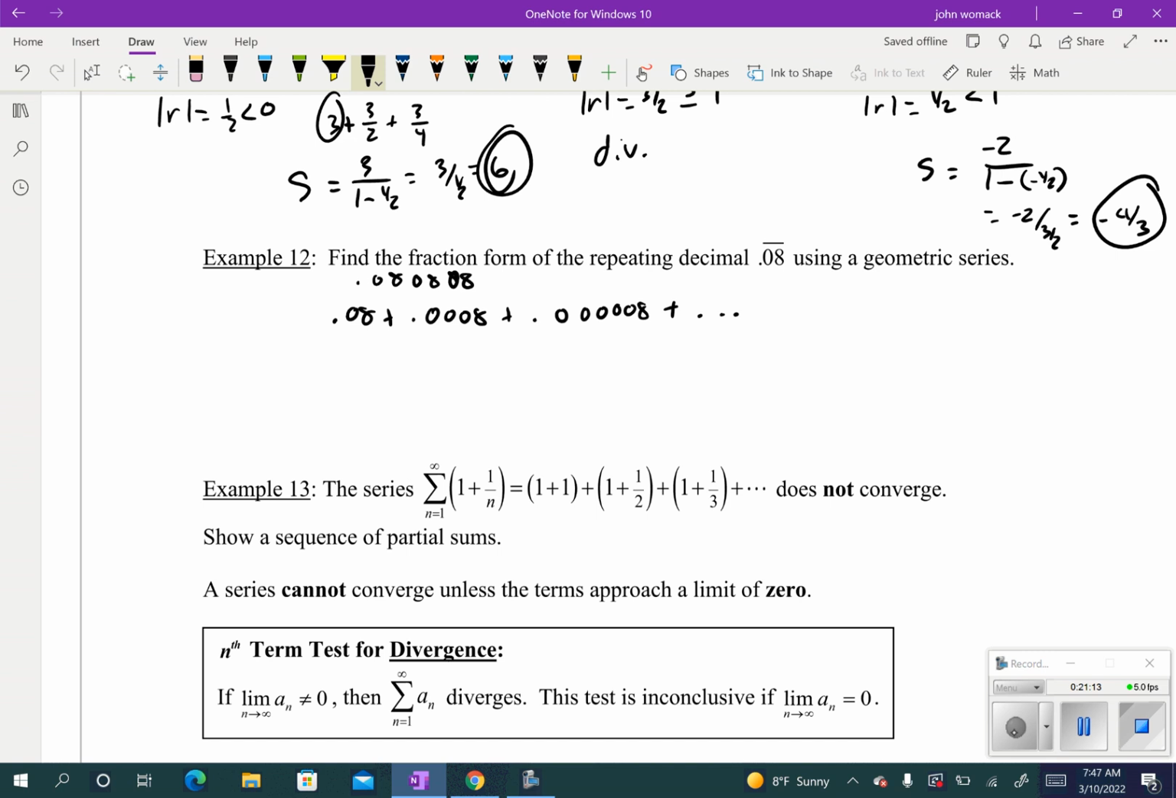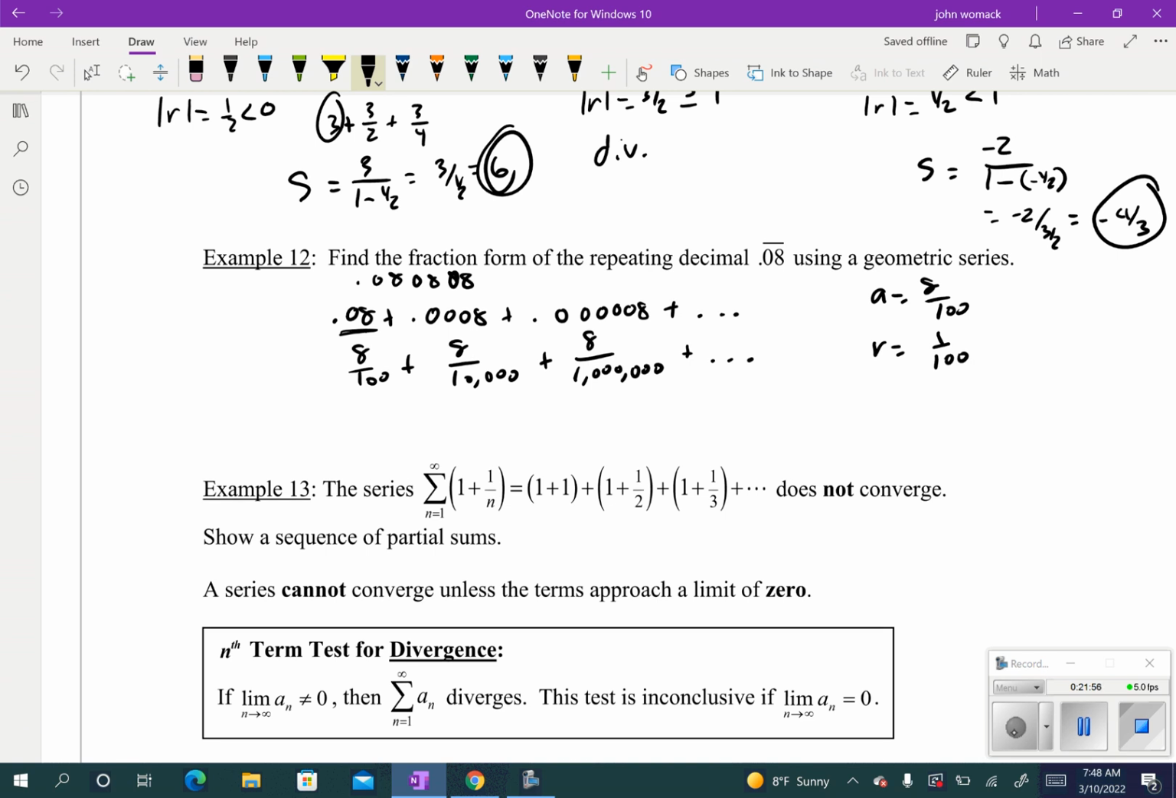So in this case, if I think of it as an infinite series, that first term right there is 0.08. And then when I'm timesing by each time, if I think of those as fractions, maybe that would be easier. This would be 8 over 100, this would be 8 over 10,000, this would be 8 over 1,000,000. So my first term is A equals 8 over 100, and then what I'm timesing by each time is 1 over 100.